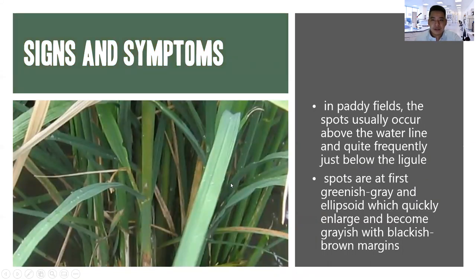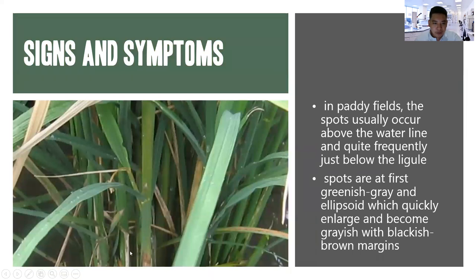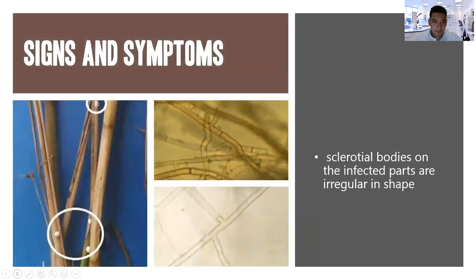So in paddy fields, the spots usually occur above the waterline and quite frequently just below the ligule po. Spots are at first greenish-gray and ellipsoid which quickly enlarge and become grayish with blackish-brown margins. So ayan po, mapapansin nyo po dun sa baba ng ating rice plant.